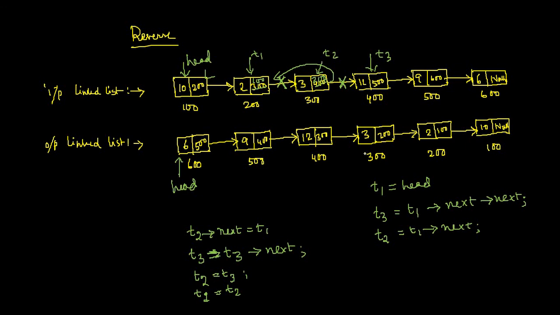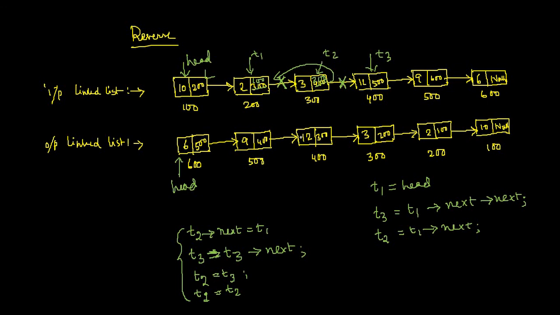Same thing. So that means somehow what I can see is that these 4 statements are executing in a loop, because next time again this node will become T2, the next node will become T3, whatever is T1, T2 is right now will become T1, and this node will be connected with the previous node, and in this way it will go on. Right. Now the question is when it will stop. What will be the stopping criteria?